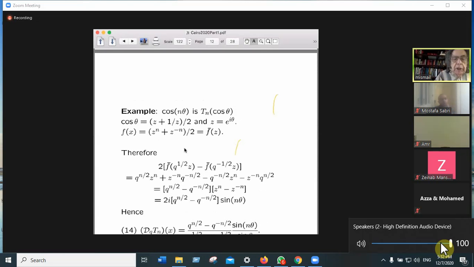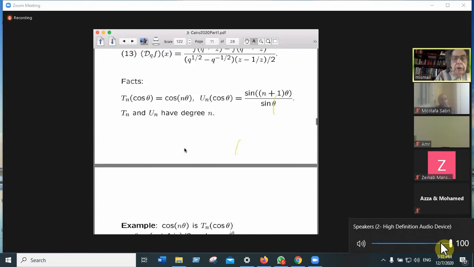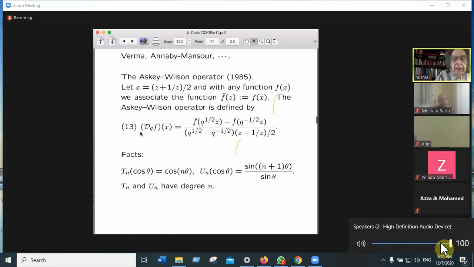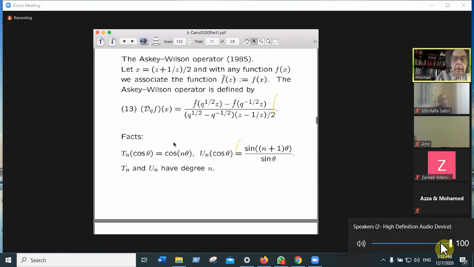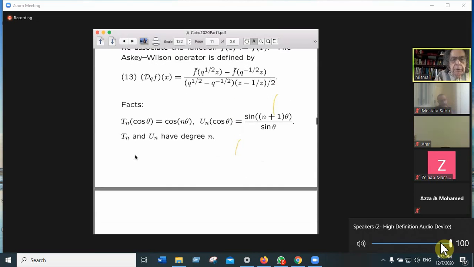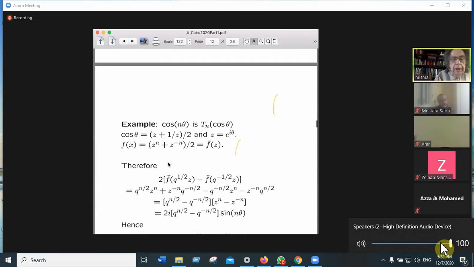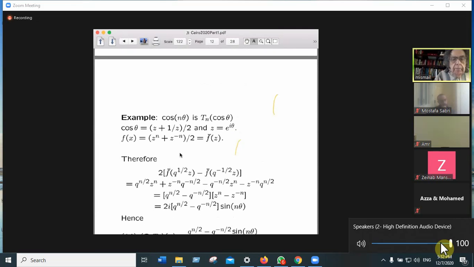Now, let me do a calculation here. What I want to do is convince you that I can actually calculate the action of this operator on Tn. After I do that, if I can calculate it on these polynomials, then by linearity, it's a linear operator, I can calculate it on any polynomial, because I just expand it in Tn and use it. Okay, so let's do the example.